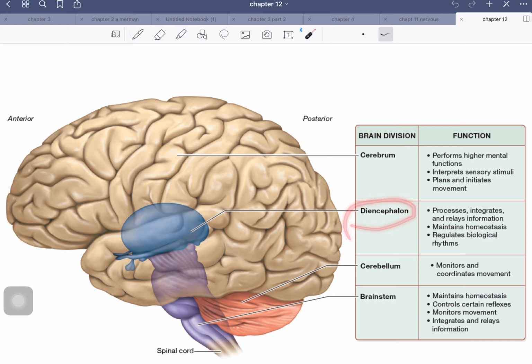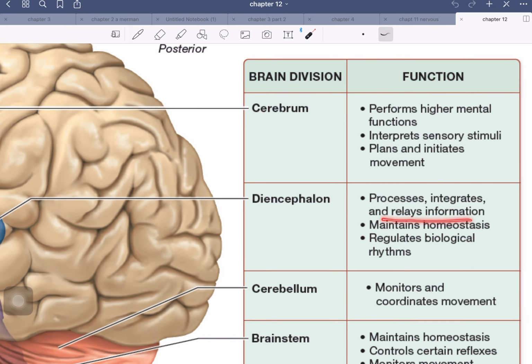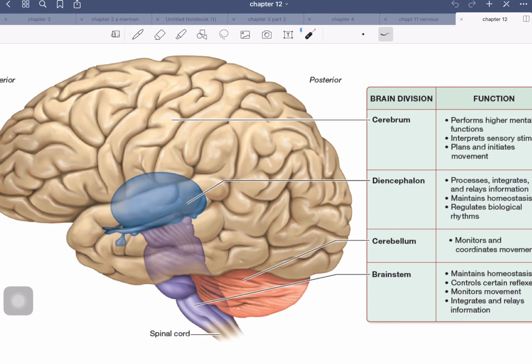And this is the diencephalon, and that's this area right here. And what does it do? It processes, it integrates, and it relays information. It has a role in the maintenance of homeostasis and regulates biological rhythms. And once again, we're going to come back and look at it because there's a number of nuclei in there that have various roles.